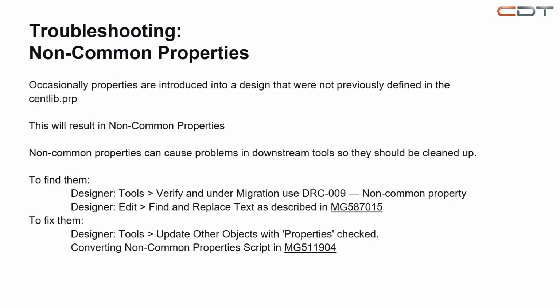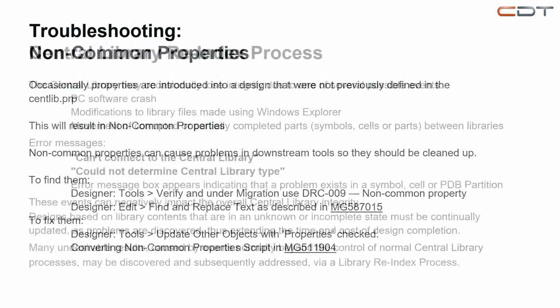Sometimes you may have problems with your library. Occasionally, properties are introduced into design that were not previously defined in CentLib PRP. This will result in non-common properties error. These non-common properties can cause problems in downstream tools, so they should be cleaned up. You can find them using the commands shown on screen, and fix them using the command tools update other objects with properties checked. Please refer to the articles mentioned on the screen.